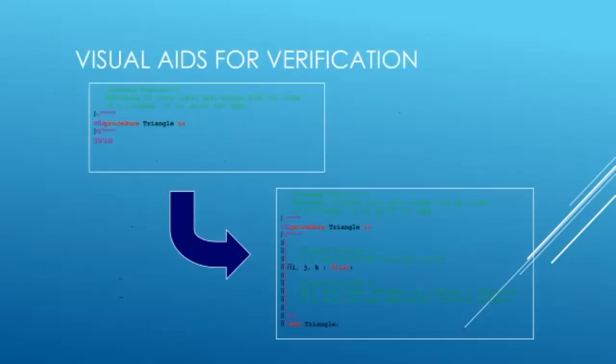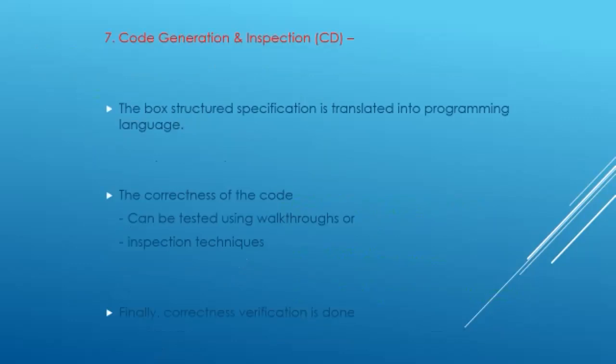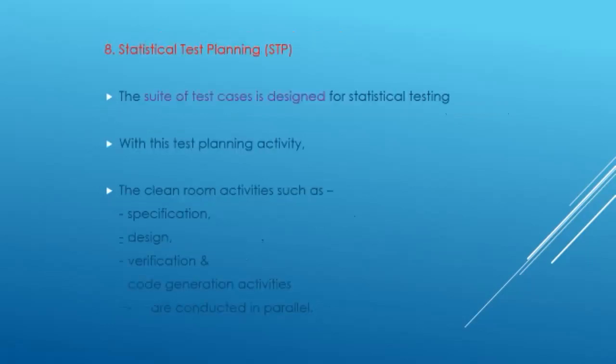Visual aids for verification. Code generation and inspection. The box structure specification is translated into a programming language. The correctness of the code can be tested using walkthrough or inspection techniques. Finally, correctness verification is done. The last one is statistical test planning. The suite of test cases is designed for statistical testing.